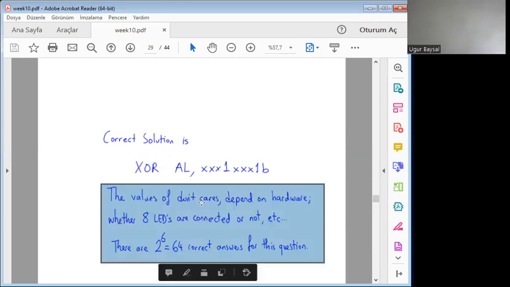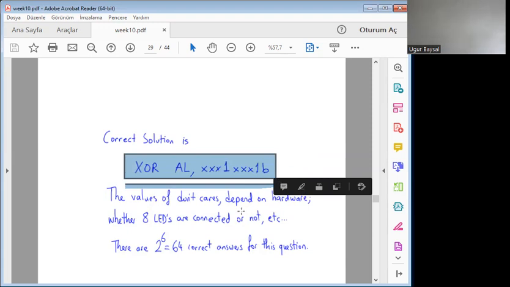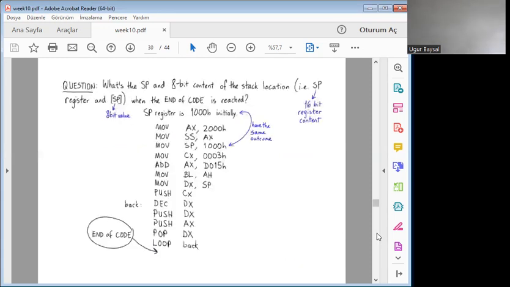So the same thing, or the correct solution for this exercise, is XORing the AL, the data to be sent to the LEDs, with this binary information, where X stands for don't care. Any information for that particular bit position is all right, either 0 or 1, but bit 4 to bit 0 should be all 1. So XORing the same thing will give 0 and a different thing will give 1. So it will be a toggling action.